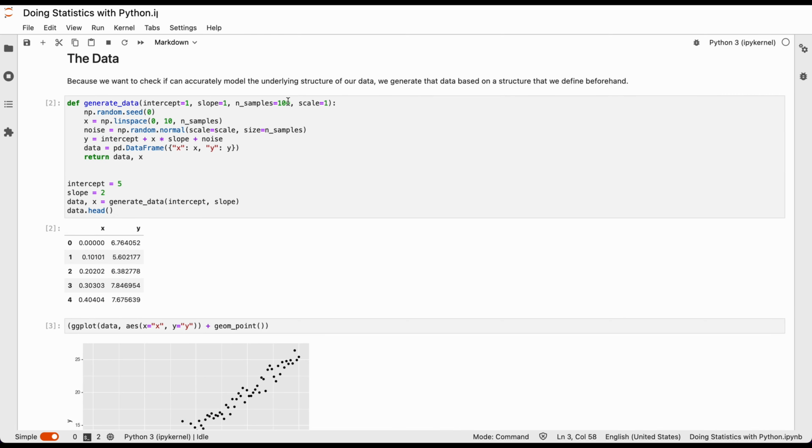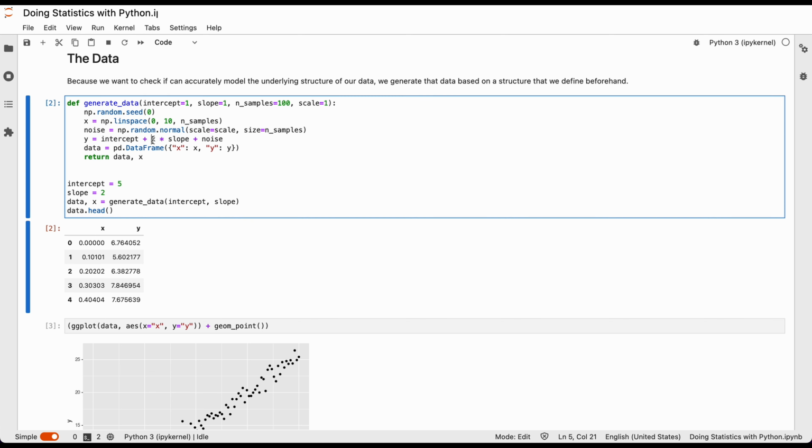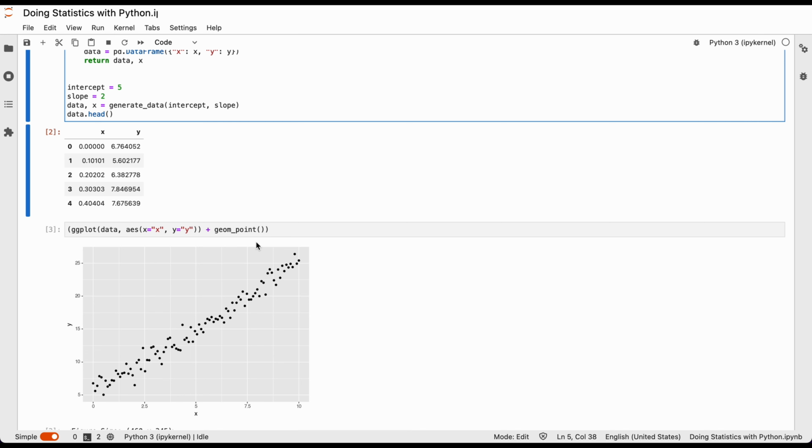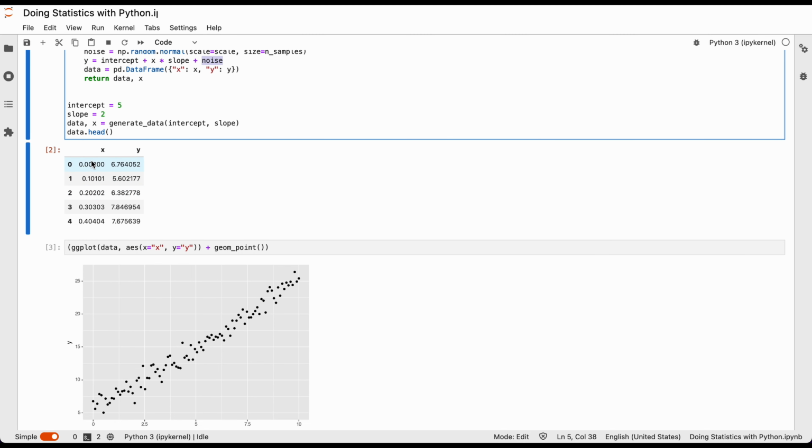Okay, let's check out our data. Our data consists of 100 samples, and each sample comes with 2 values. The x values range from 0 to 10 and are equally spaced because of linspace. And then we take this x, multiply it with a slope, add an intercept, and also some noise. And if we plot that, it looks like this. And clearly there's some structure in this data. So as x increases, so does y. And we actually know what the relationship between x and y is, because we defined the slope and intercept here, but we just did so that we can check if our model can also identify the structure, so these parameters.